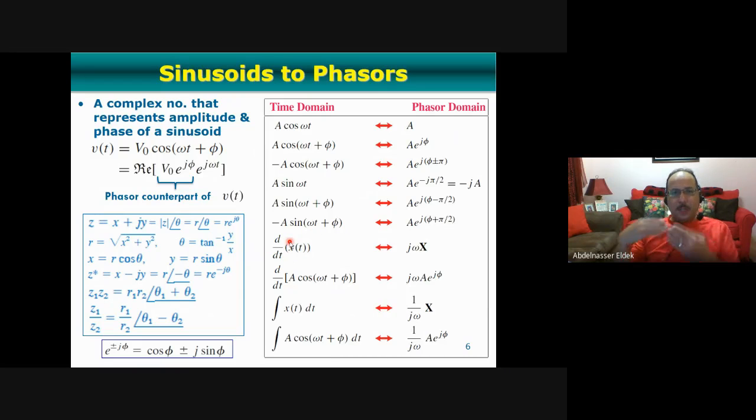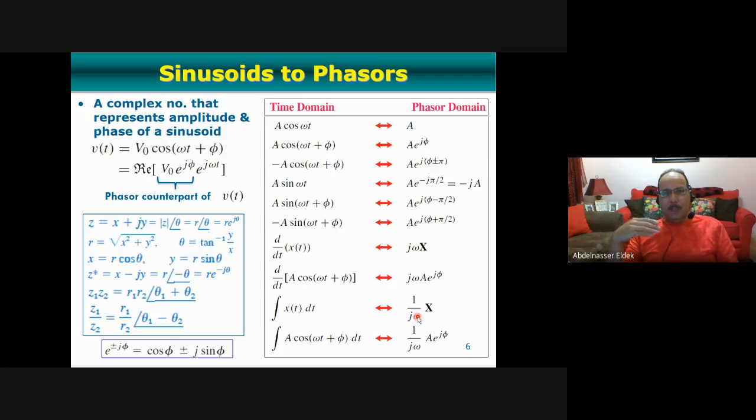If you have differentiation and integration, it is very easy. You just multiply by j omega or divide by j omega. So for differentiation, you multiply by j omega: d by dt of x of t becomes j omega times X. And for integration, you divide by j omega. And this helped us a lot.